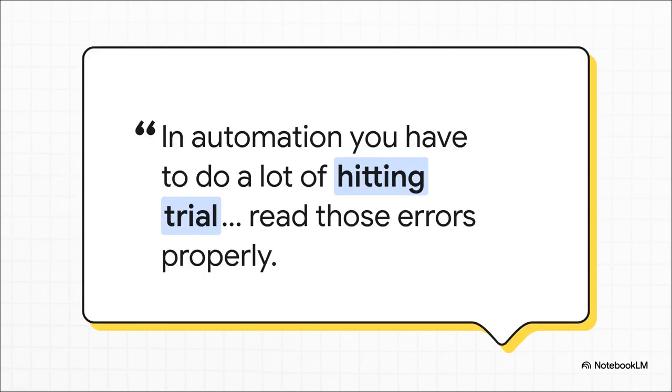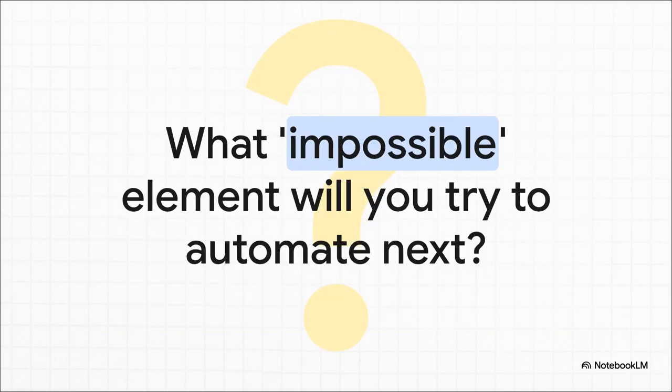This quote just nails it, doesn't it? Don't be afraid to experiment. Don't be afraid to fail. The absolute fastest way to get good at automation is to embrace that hit and trial process and learn to read the story that your errors are trying to tell you. So, with this new detective mindset, what's that one impossible element that you're going to try and tackle next? Because by treating every error as a clue, you're going to find that nothing is truly impossible to automate.